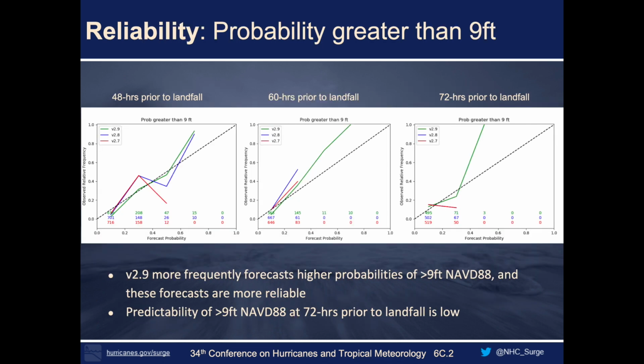These figures are reliability diagrams for probabilities greater than 9 feet at 48, 60, and 72 hours prior to landfall. At 48 hours prior to landfall, figure on the left, you can see that the reliability is definitely improved in version 2.9 compared to version 2.7 and 2.8. At 60 hours prior to landfall, there's perhaps a slight improvement in the reliability for the smaller forecast probability bins, but perhaps most importantly, we're starting to see some higher forecast probabilities of these high impact events out at 60 hours prior to landfall. This is something we haven't seen in version 2.7 and 2.8. So I think that's encouraging.